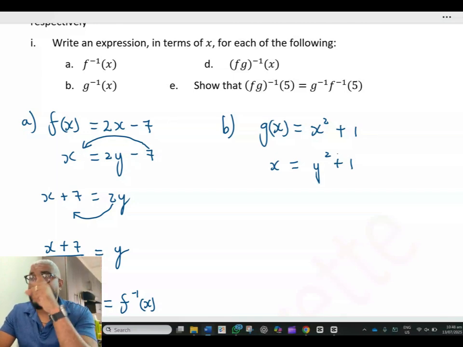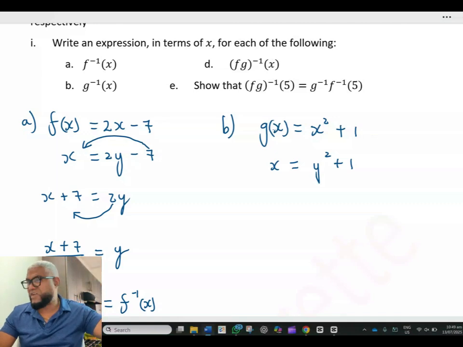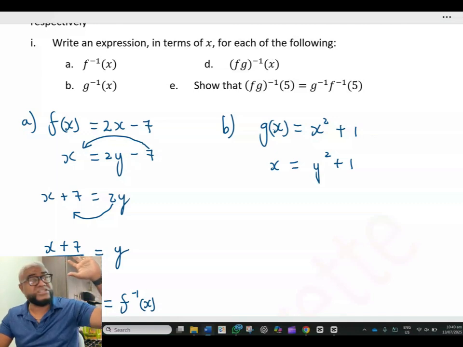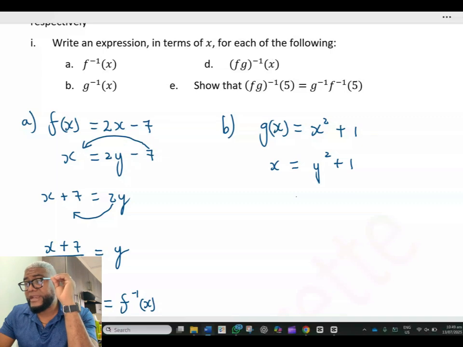Everybody did this? Don't let that square tie you up, guys. You just know you're moving the x and you replace it with y. You know you're moving the g of x. And I said from the beginning, g of x, f of x, h of x, same thing. Function is function. They will use different letters. Everybody good here? Now I want to make y the subject.